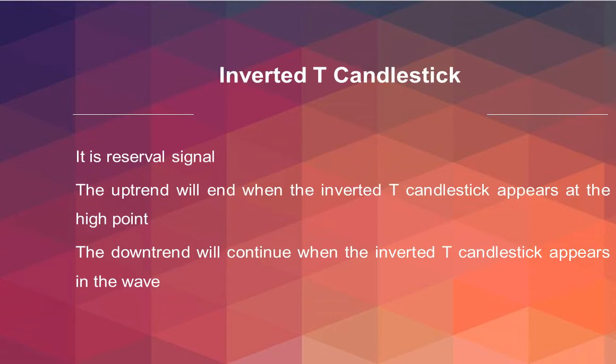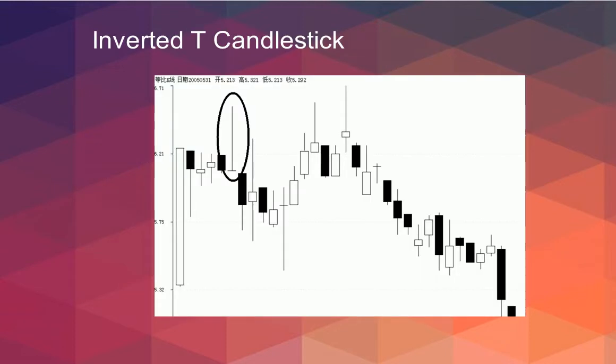So just now we talked about the Doji. Now we learn how to judge the candlestick pattern. The first one, we will learn the inverted T candlestick. It is a reversal signal. The uptrend will end when the inverted T candlestick appears at the high point. Then the downtrend will continue when the inverted T candlestick appears in the wave. So what's the inverted T candlestick?